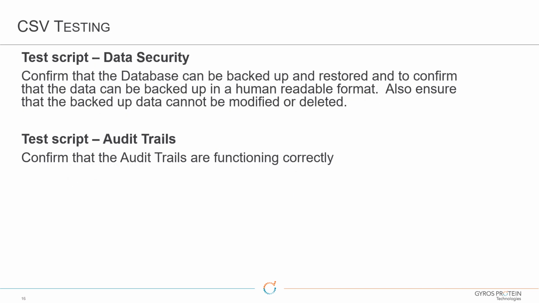So the next part of CSV testing really is to look at your data security to ensure that data can be backed up and restored. For example, if it's accidentally deleted, or you have a power failure or something happens to your drive. So it's important that data can be reproduced and it's secure. And it's also important that for any user using the software, there's an audit trail to show exactly which user has done what in the software. So that's very important.